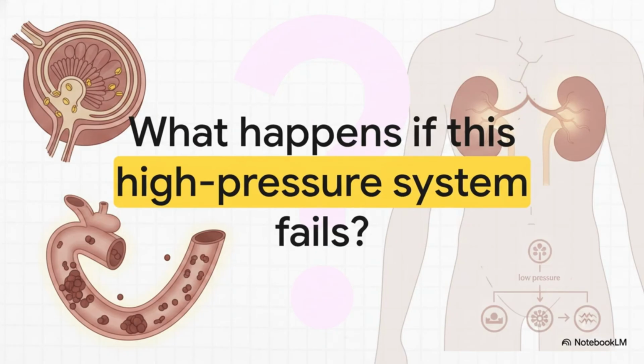So, as we wrap up this foundation, I'll leave you with this to chew on. With 1,200 milliliters of blood rushing in every single minute, relying entirely on a delicate, perfectly tuned 60 millimeters of mercury to filter and balance your entire physiological system, what catastrophic cascade happens to your body if this microscopic high-pressure filtration system fails?